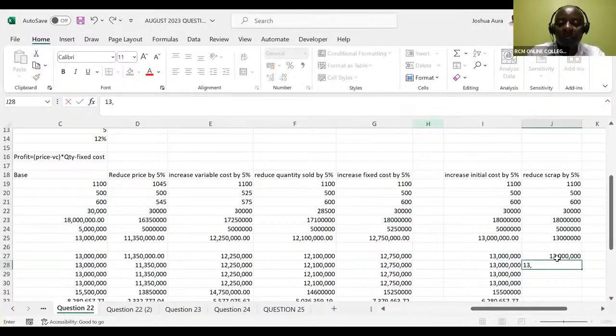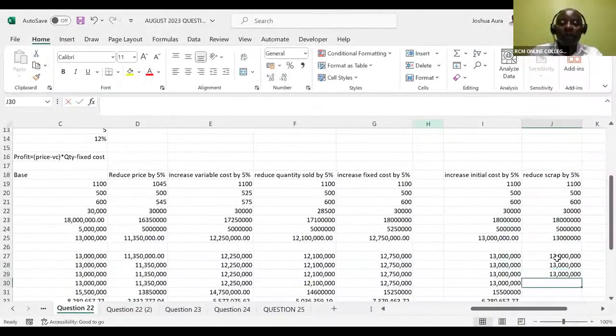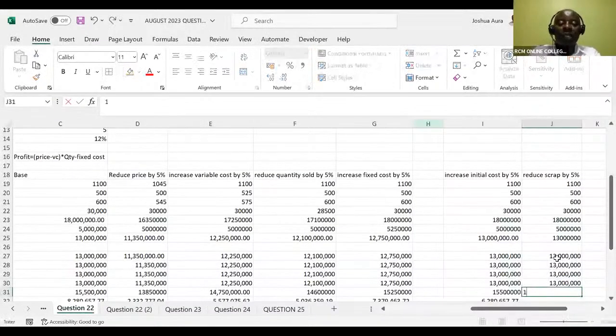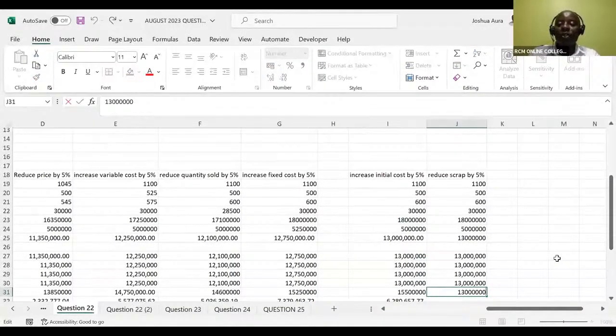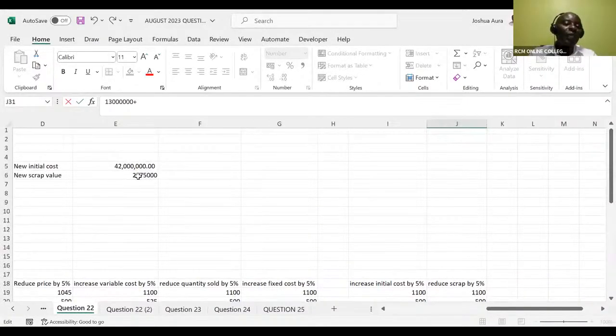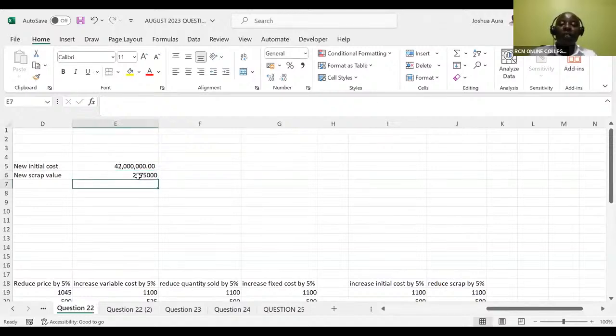We have 13, 1, 2, 3, 1, 2, 3 for each year. But when you come to the last year, remember this one, you must make it live and ensure that you're adding here the new scrap value. You're adding the new scrap value like this. All right, so you can say enter there.